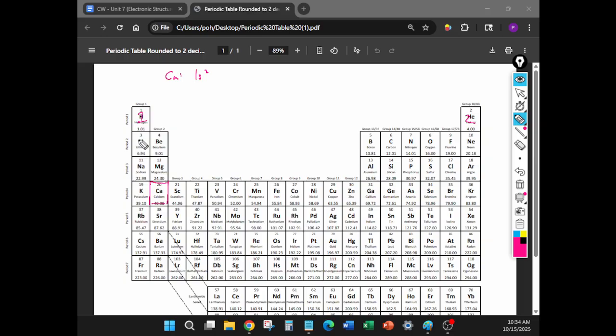This section right here will be the 2s, and there are 2 boxes. So it'll be 2s2. 2p right here has 6 boxes, so it'll be 2p6. We got 3s right here, so that'll be 3s2. Right here, we got 3p, and then there's 6, so 3p6. And calcium is box number 2 in the 4s section, so it'll be 4s2.